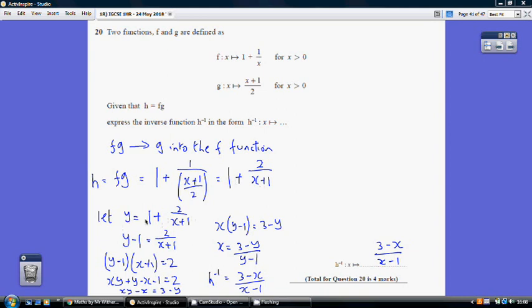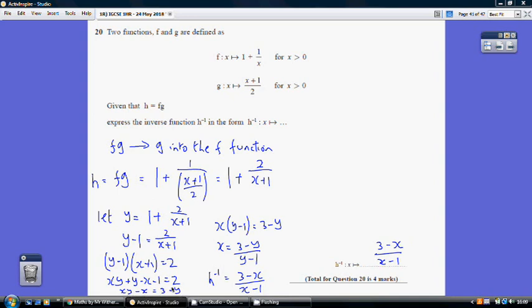So subtract 1 from both sides, gives us y minus 1 equaling 2 over x plus 1. Let's then choose to multiply both sides by x plus 1, giving me this. I've then multiplied out this pair of brackets to give me this. And then I've rearranged to get all my terms with x on the left and all my terms without x on the right. So that's leaving me with xy minus x equaling 3 minus y.